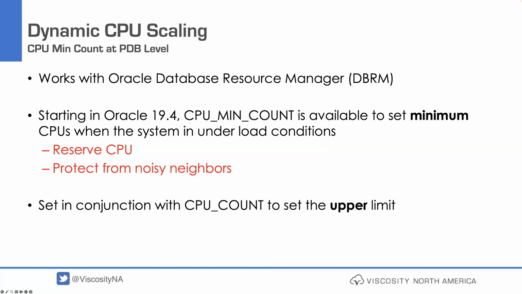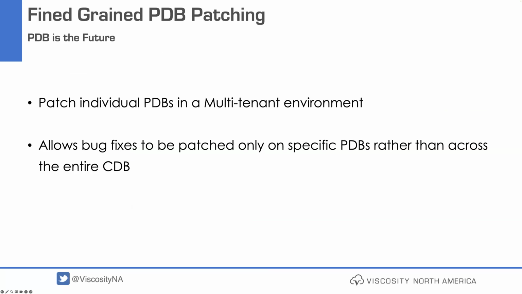We can set CPU count at each PDB level. The same thing goes with the SGA. Also with PDB, we can set thresholds for maximum IOPS and maximum throughput, megabytes per second. What the CPU min count does is set a minimum CPU size. So we have maximum, minimum. We reserve CPUs and we actually protect that PDB from noisy neighbors. And so lots of features that were available on the VMware virtualization side are now available on the PDB side.